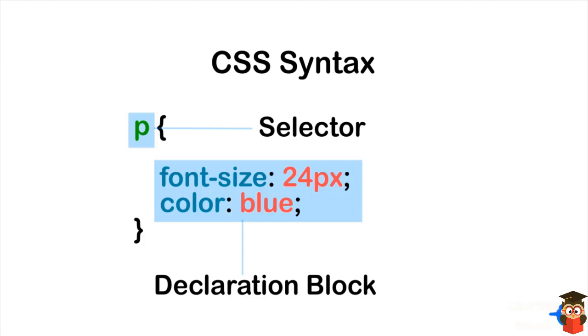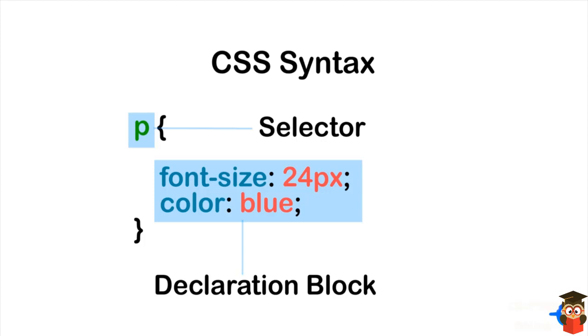We can define multiple styles for an HTML element, as you can see here. So we've defined font style and color. So these are two declarations. Let's see what this declaration line means. First, we have this property called font size. Then we have a value which is 24 pixels. This line just means give font size 24 pixels to the selected HTML element.